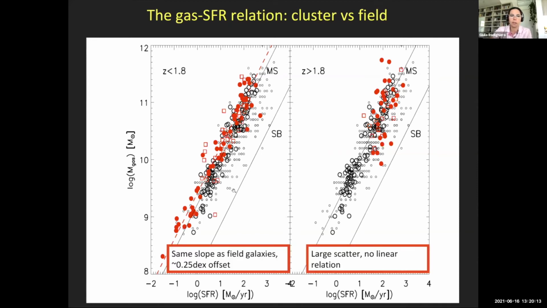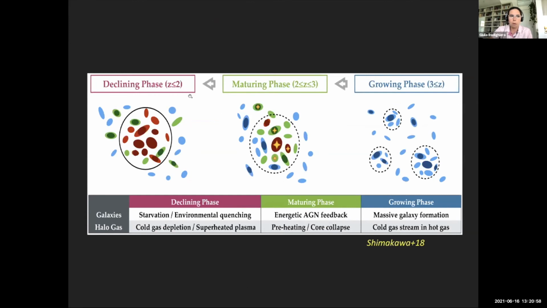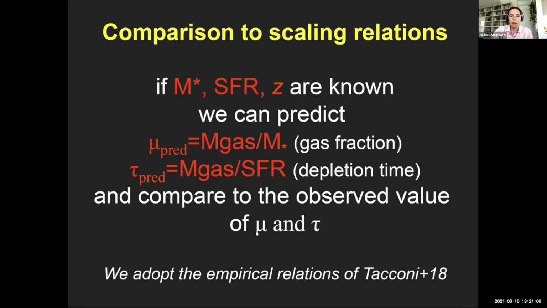So the result is that field and cluster galaxies seem to show the same scaling relation, at least up to redshift 2, but toward a longer depletion time at fixed star formation rate. We can interpret this longer depletion time, which is the same as a lower star formation efficiency below redshift 1.8, as really a signature of environmental quenching that can take place at this epoch. We don't know if these cluster members are all infalling galaxies, since they are highly star-forming galaxies in general, because they are detected in the infrared and in CO. So we have to check this. This is also consistent with the prediction of Shimakawa, where the quenching, the declining phase, is below redshift 2.